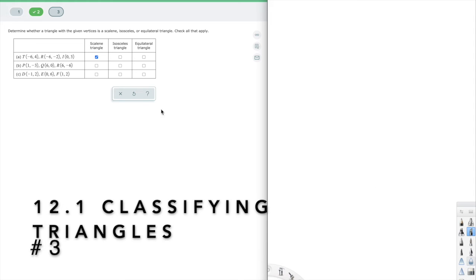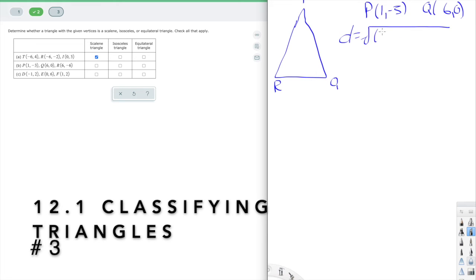So my next triangle, I have P, Q, R. If I'm going P and then Q for this first one, I have 1 and negative 3, and Q I have 6 and 0. So the distance equals 6 minus 1 squared plus 0 minus negative 3 squared. You can save a little more space here. I was writing out all of the steps on those first two, but now you can do a little bit of the math in your head.